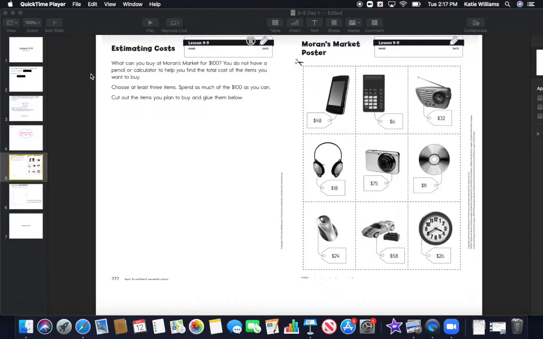So for today's open response question, you're going to be estimating costs. The first part requires no pencil, so you can't write anything down, you can't use a calculator, you just have to use mental math and estimate it. So let's read the directions.